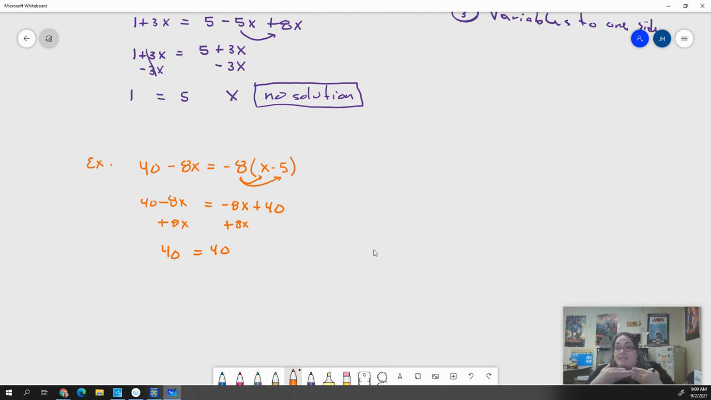When I have a number equal to itself, we know it's a true statement, right? Like above, this wasn't a true statement. There is no solution to 1 equals 5 because 1 can't equal 5. But 40 equals 40 is a true statement. And when we have something like that where the numbers are the same on both sides of the equal sign, that means x is going to work for any number that I put in there. So we say that the solution is all real numbers.